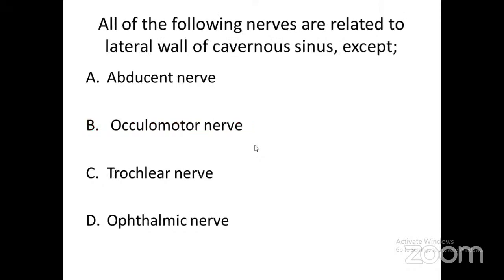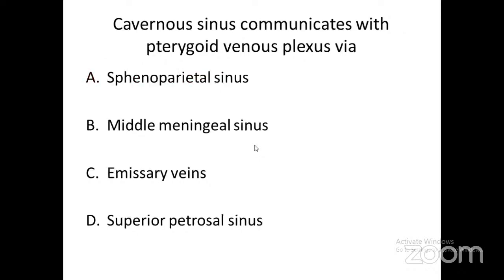All of the following nerves are related to the lateral wall of the cavernous sinus, except which one? We discuss this with a mnemonic. So which nerves are there? What are the nerves related to the lateral wall from below upwards? Maxillary, ophthalmic, trochlear, and oculomotor. Abducens is related to the inferomedial wall, not the lateral wall. So the answer should be abducent nerve.